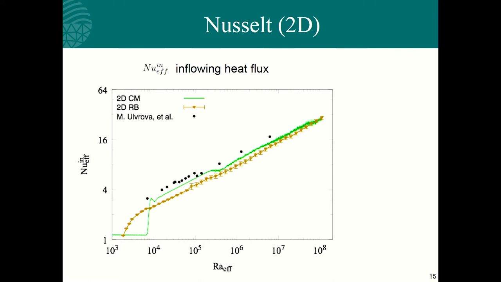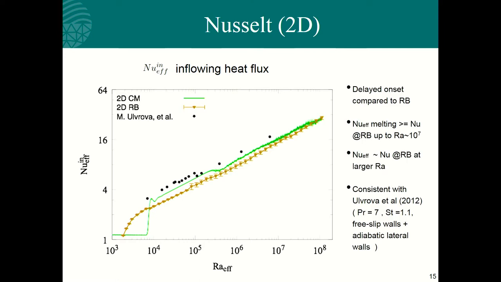I already told you about Egorova, who performed simulations, but they used different parameters. I put their computation on our computation only for the sake of comparison. And what we see here is that, first, the onset of convection for convective melting is delayed compared to the Rayleigh-Benard system. The heat flux is slightly larger in convective melting than in the Rayleigh-Benard system. At the ultimate regime, they are getting closer to each other. And it is even consistent with the other computation, Egorova, although they use different parameters.